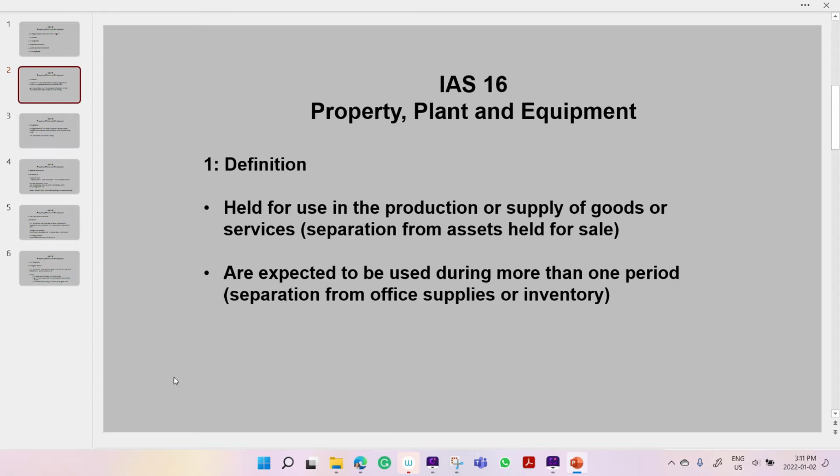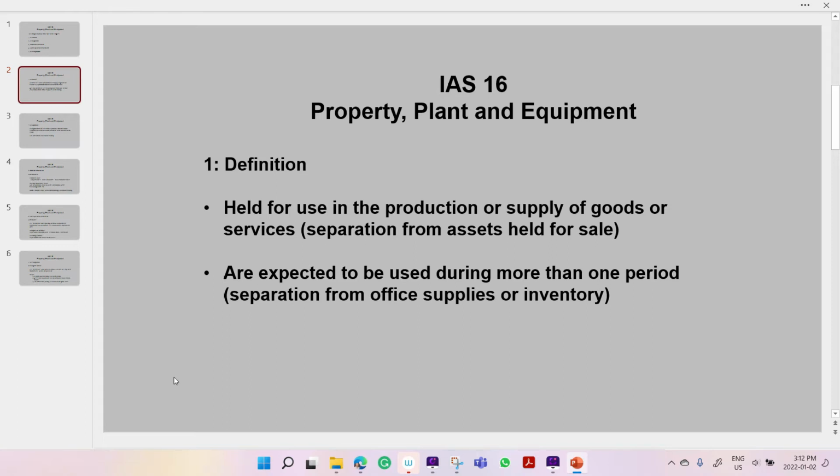Number one, definition. So to me, there's really 2 bullet points you need to know when it comes to definition, and the first part is you got to know that the PP&E asset is helpful to use in the production or supply of goods or services. And that element of the definition separates a PP&E asset from an asset held for sale. So right there, that's the first point.